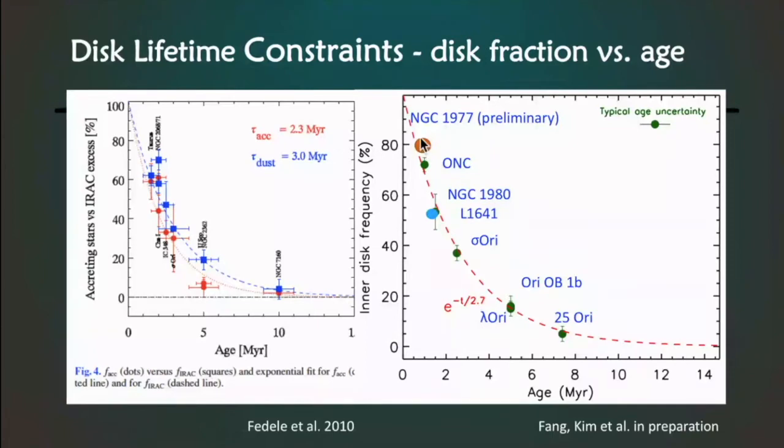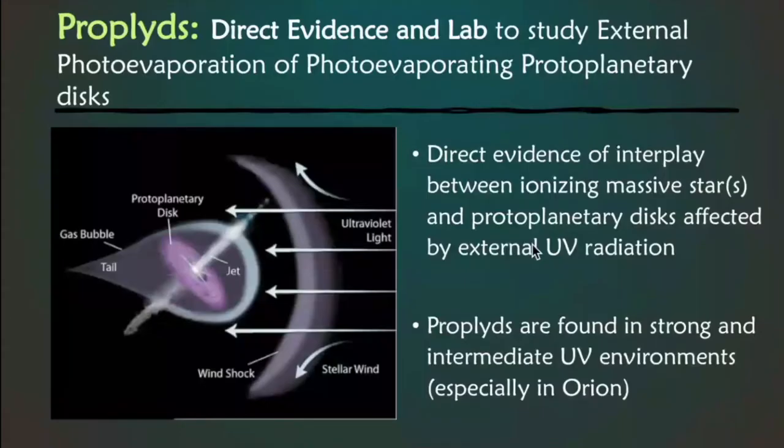You can see there's 1977 and ONC, they're a similar age, but this fraction is different. So 1977 has only B stars, ONC has O stars, and 1641 does not have massive stars. So you can see the differences in the inner disk fraction.